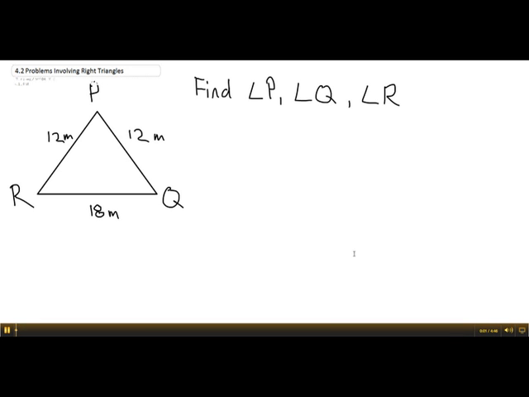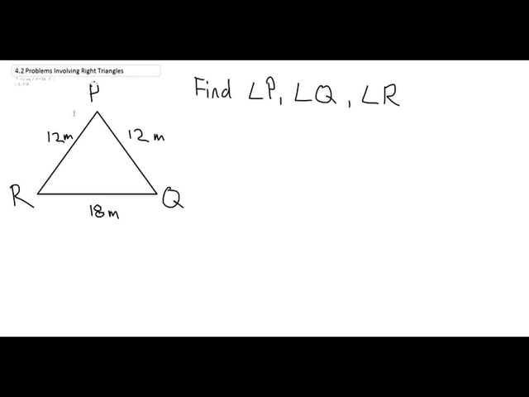Hello students, and we're going to be taking a look at more problems involving right triangles. This time we're starting off with a triangle, but it's not a right triangle, so we're going to have to create one. So we've got triangle PQR, and we're asked to find what angle P, angle Q, and angle R are. So let's take a look.